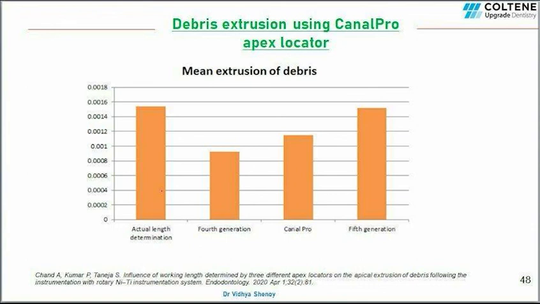The CanalPro Apex Locator was compared with other apex locators to evaluate debris extruded during instrumentation following working length determination using these apex locators. It was found that when cleaning and shaping was done following working length determination using the CanalPro Apex Locator, less debris was extruded compared to the 5th generation apex locator and the radiographic method of working length determination.